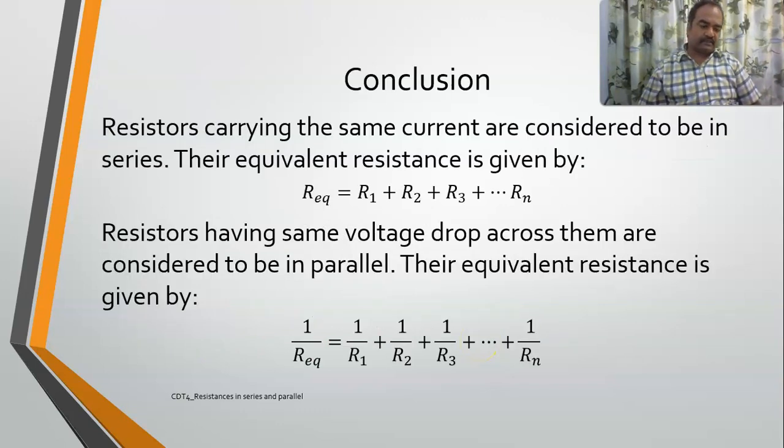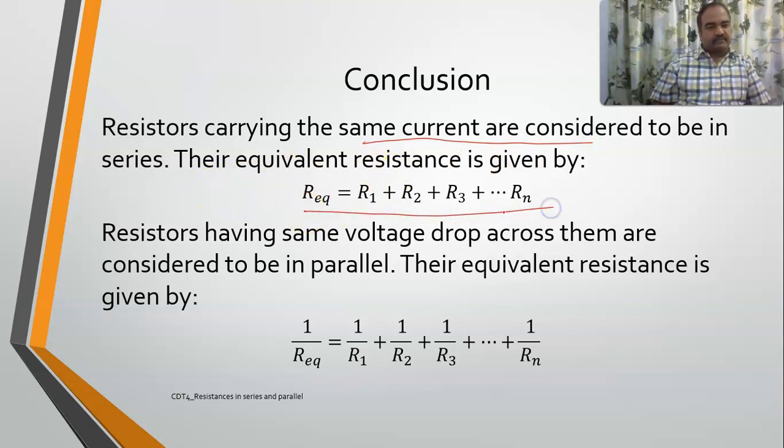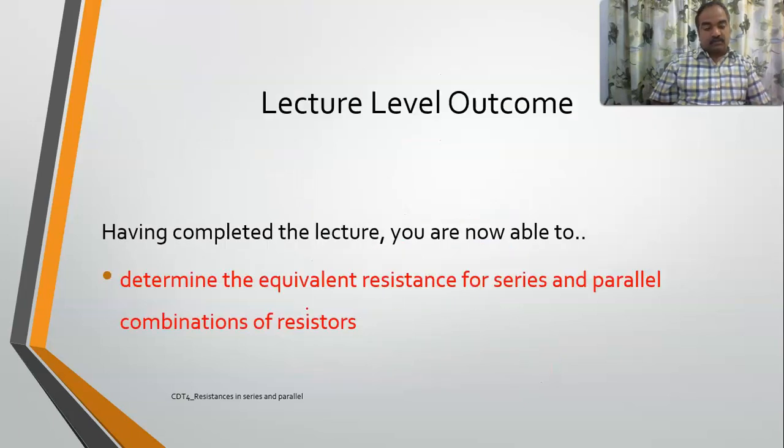So it's about your eyes. Your eyes must be very fast, so that they are able to identify whether they are carrying the same current or whether they are between the same points. So what is the conclusion? Resistors carrying the same current are considered to be in series, and their equivalent value is this one. Whereas the resistors which are between the same points, or the resistors having the same potential drop across them, are considered to be in parallel, and their equivalent resistance is this one.